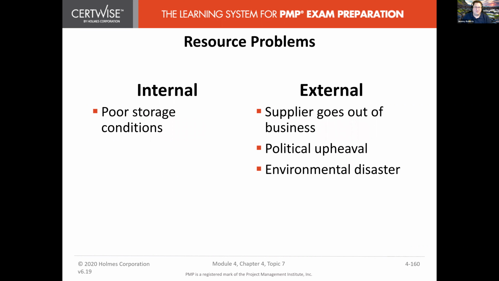So resource problems, we're always going to have problems, regardless of our plan or anything like that. We're going to run into some problems. So problems can be internal or external. So if it's a physical resource, we might have some poor storage conditions. That could be, let's say, you don't have enough storage space to lock it up. Someone decides to take something home and use it at home, or they were going to work over the weekend or something. That could be considered a poor storage condition because it's not stored at the office or whatnot.